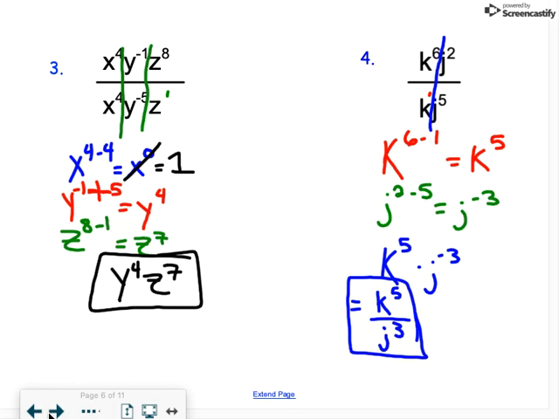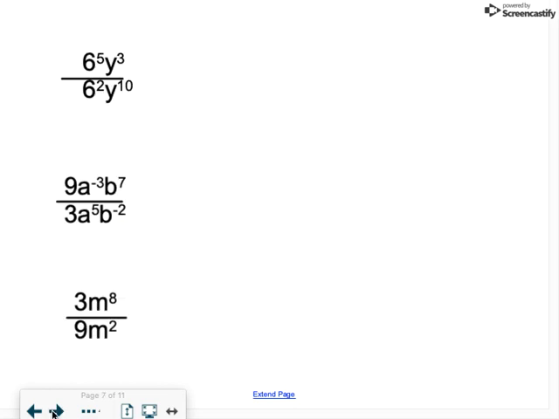Moving on here again, if you need time to look at these, please pause this video. So we have 3 more examples here. Again, please pause this video before trying these, and then I'll go through the answers for you. So we have 6 to the 5 minus 2, which is just 6 to the 3rd. Then we have y to the 3 minus 10, which is y to the negative 7th.